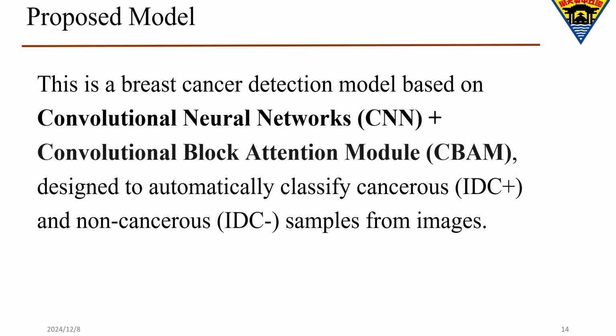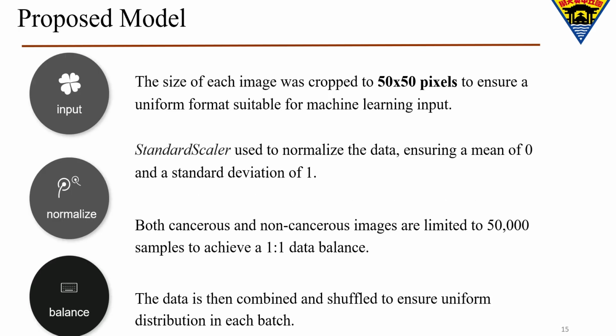Okay, here's our proposed method. We add one more layer to the CNN model, and we use the IDC data set to classify cancerous and non-cancerous. Here's our data preprocessing. At first, we resize the images to make them easier to learn: 50 times 50, to make them suitable for the machine learning input. Then we normalize the data so the values are between 0 and 1.